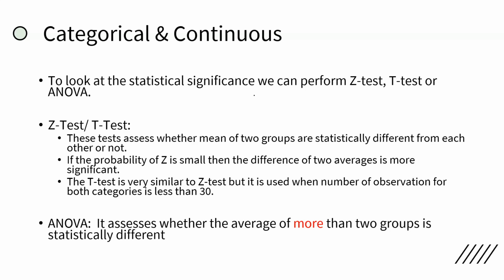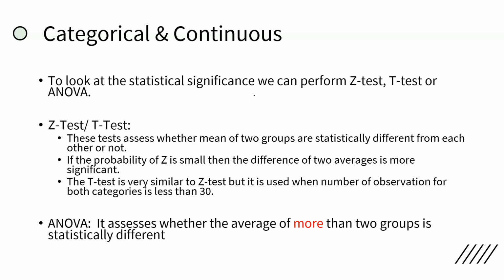Now we are going to look at the relationship between categorical and continuous, right? So for this, we are going to use z-test, t-test or ANOVA, right? Again, these are coming from statistical concepts, right? ANOVA comes whenever we are looking at more than two groups, right? Whereas if we are only looking at comparing two groups, we use z-test or a t-test. Both are in fact similar, but t-test is used whenever the number of observations is less than 30, right?